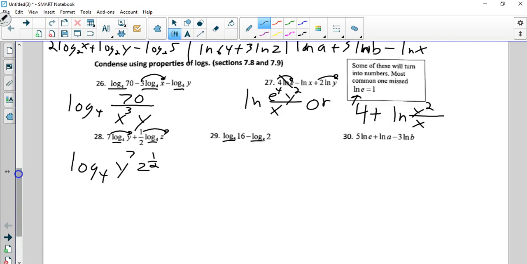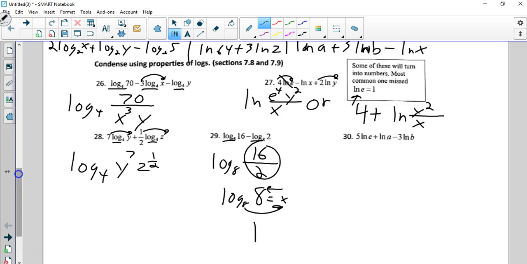Log base 8, I'm going to write it once because I'm condensing. I see a subtraction symbol, I write a division symbol right away. Fraction bar. 16 goes on the top, 2 goes on the bottom. But I'm not finished yet because this simplifies to this. I'm still not finished because if I look at this, 8 to what power is 8? That simplifies to just 1. That's the answer, 1. If you left it here, you get mainly most of your points, but it would be partial credit off because you didn't simplify it all the way.